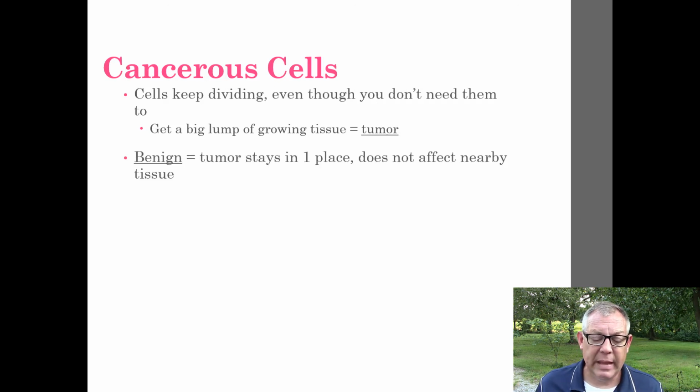Now, if that tumor just stays in one place and it doesn't affect nearby tissue, it's called benign. And so a benign tumor is a non-dangerous tumor. It's cancerous, it's uncontrolled cellular division, but it's just staying in one place. So it might be growing somewhere that is in a bad spot, but it's not affecting other tissue. And so if you get rid of it, you should be fine.